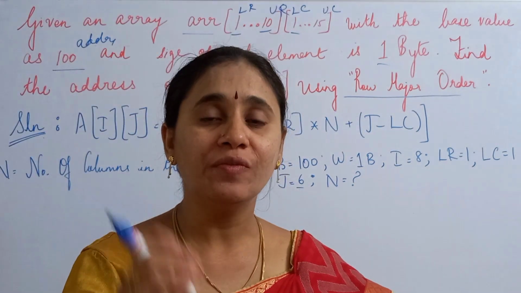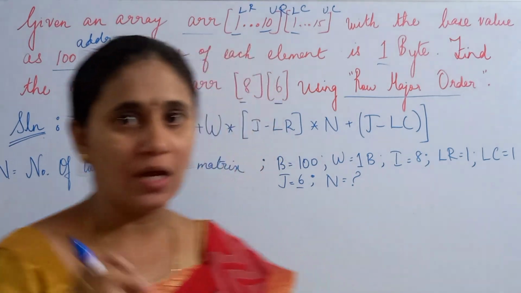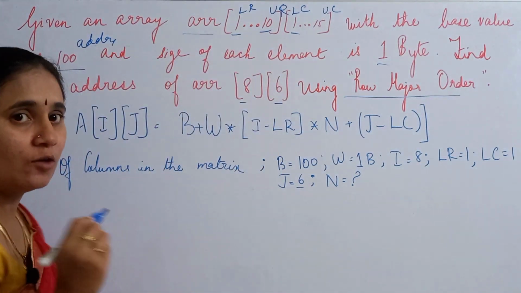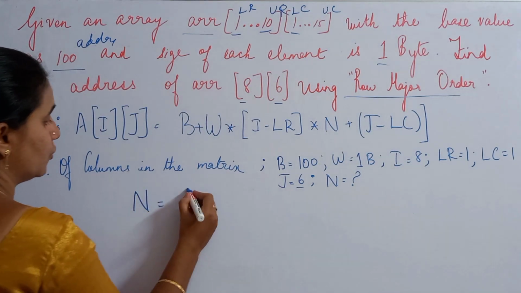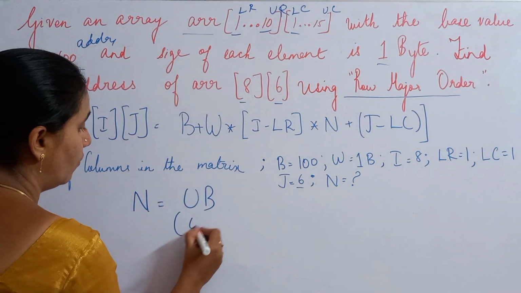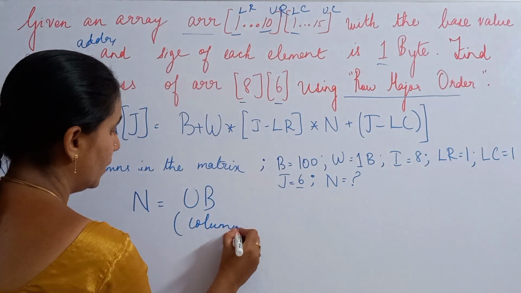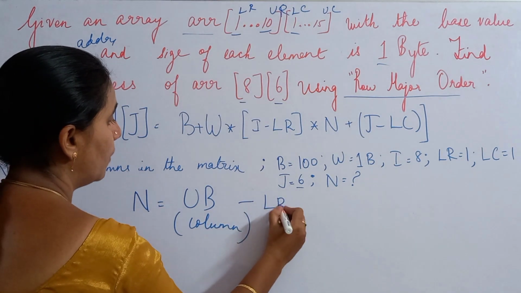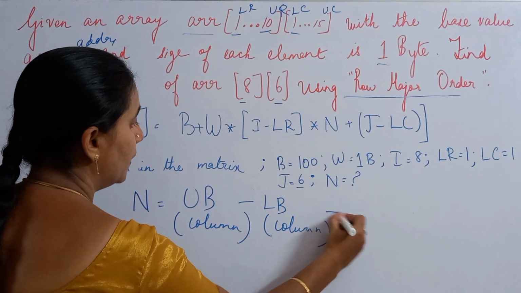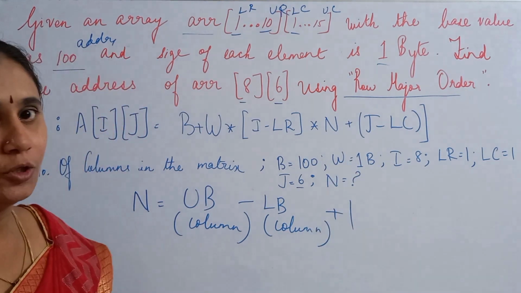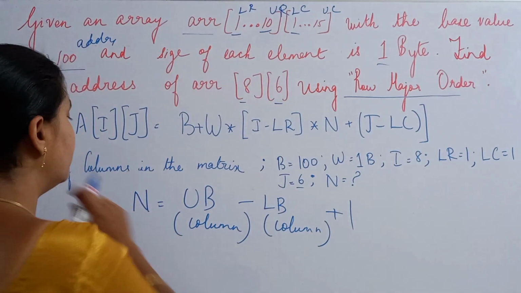Now we are going to find the value of n. I will tell you the formula. So I write it over here: n is equal to the upper bound of the column minus the lower bound of the column plus 1. This is the formula you must use for finding the n value.